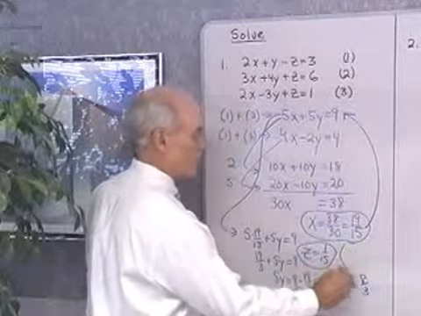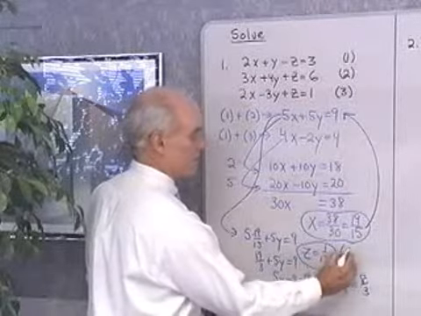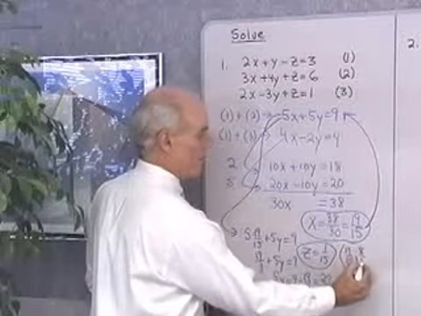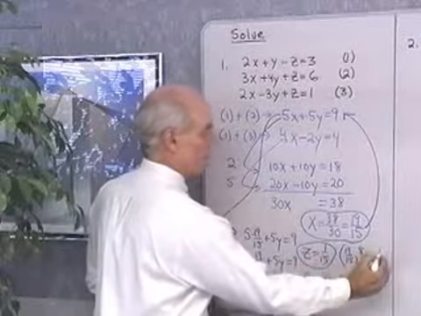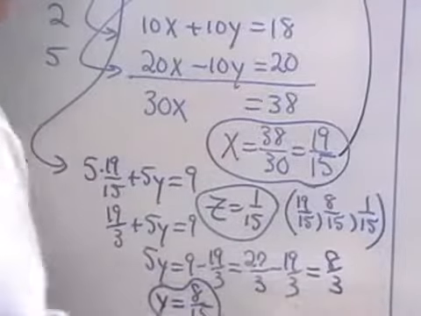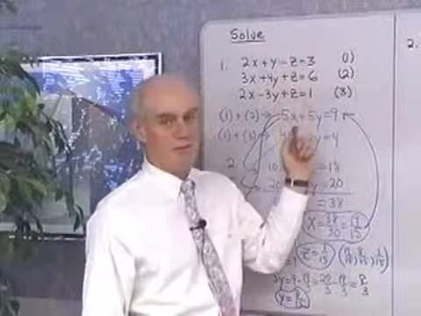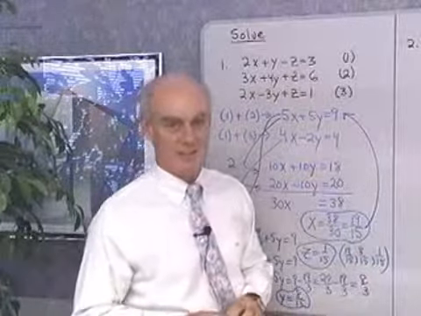So I get an ordered triple for my solution to this system: 19/15 for x, 8/15 for y, and 1/15 for z. That's an ordered triple of numbers. This is the only ordered triple that satisfies all three of these equations. Let's take a look at our next example.